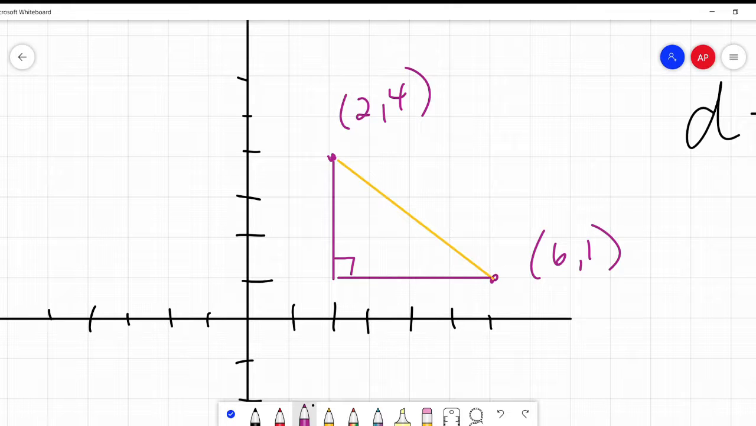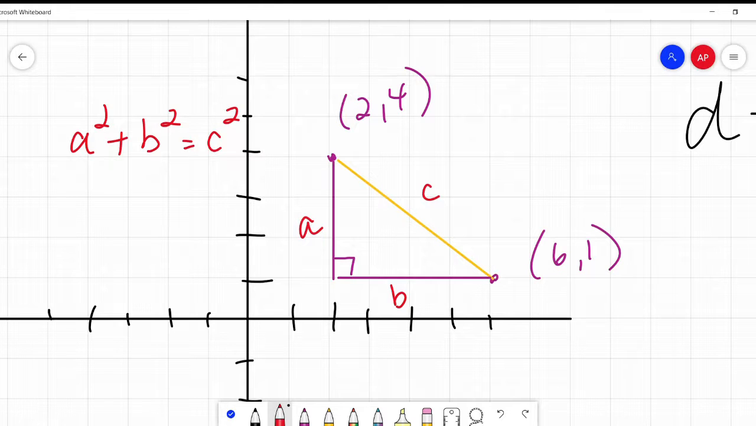Okay, so now, just like in our previous Pythagorean theorem setup, this would be A, this would be B, and this would be C. So, according to Pythagoras and all the people that came before him, A squared plus B squared equals C squared. Well, let's say how far A is. Well, I can just count, right? So it's 1, 2, 3 down. So 3 squared. And then how far is B? 1, 2, 3, 4. Okay, so B is 4.